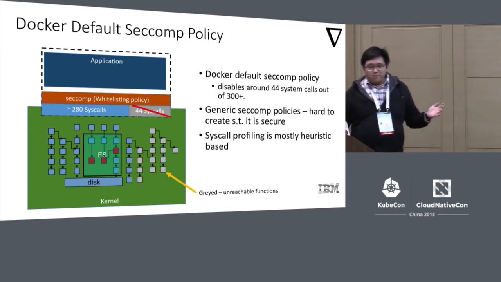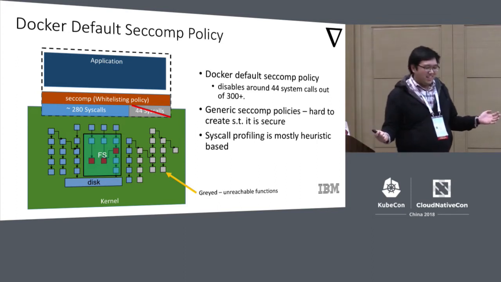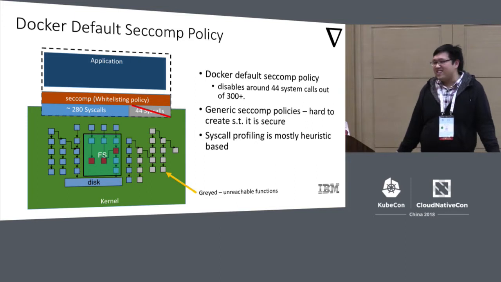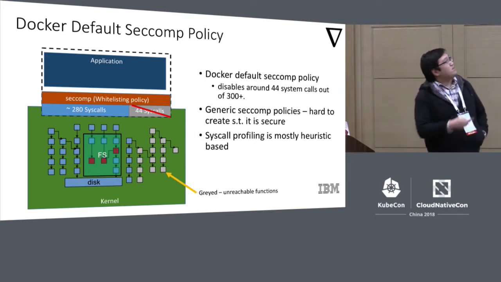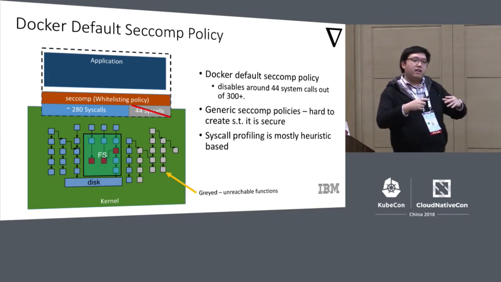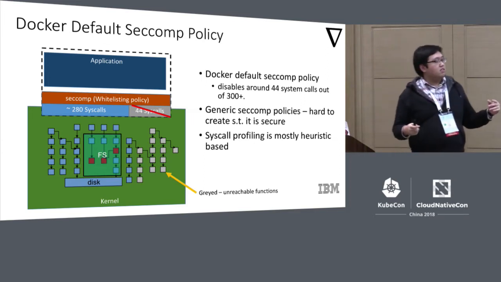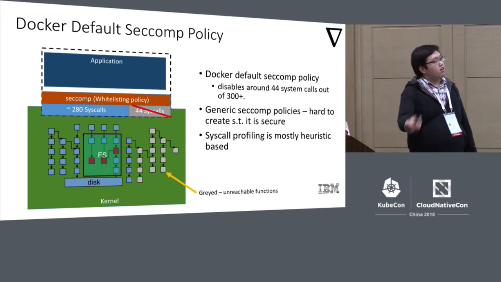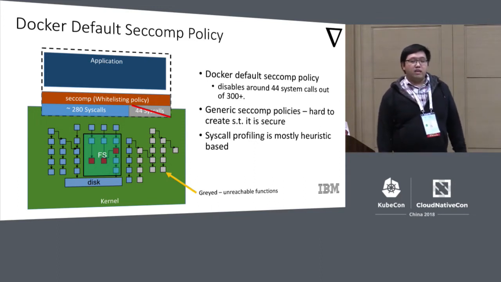So, to answer the question you already have in your mind, hasn't this already been done? And yes, the answer is Seccomp, right? We all know what Seccomp is. It's basically a whitelisting policy. The idea is you can set a Seccomp policy that says, I want to block certain syscalls, and when, as an application, I'm talking to the kernel, I say, give me a new page, and it's like, no.